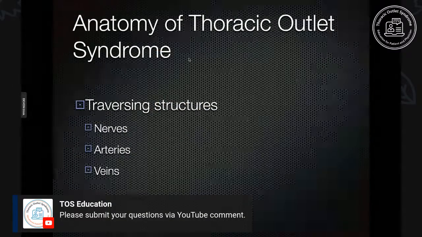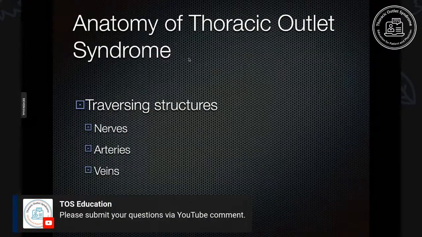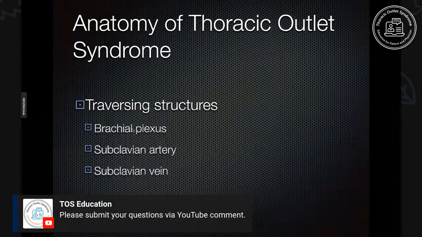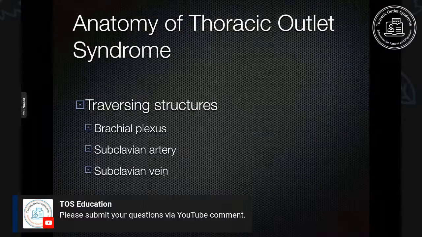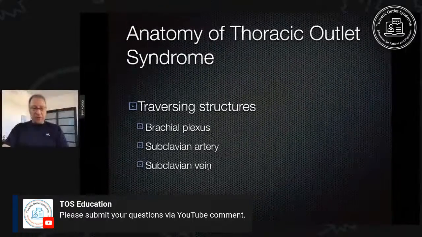So now we're going to the second part, the traversing structures. There's nerves, arteries, and veins. And their specific names, it's not so important. I'm sure you've all heard of the brachial plexus if you've studied TOS at all. The subclavian artery and the subclavian vein. Three structures that are the most critical here.